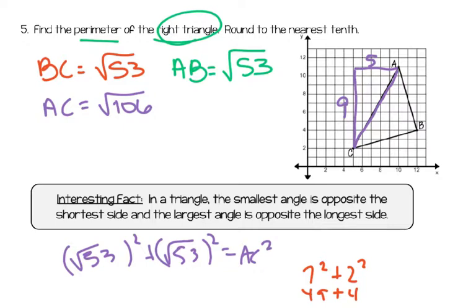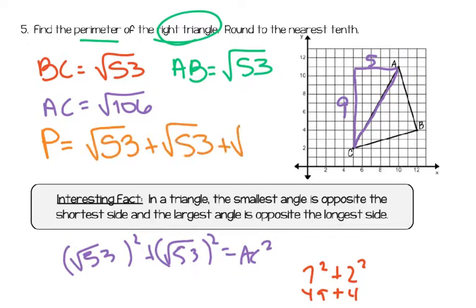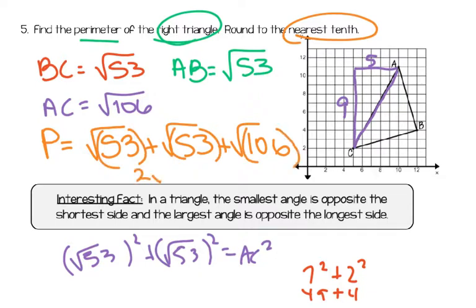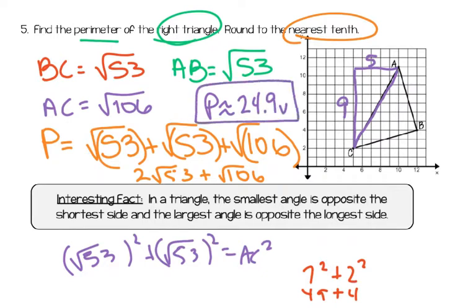We do need that. The perimeter is equal to the sum of the sides. So square root 53 plus the square root 53 plus the square root 106. Now, it does say round to the nearest tenth. That means put it in your calculator. So put square root of 53 in your calculator, square root of 53, 106. You could do 2 times the square root of 53 plus the square root of 106. That would be fine too. But when you get all done, you will see that the perimeter is approximately equal to 24.9, and that's going to be in units because it's perimeter.